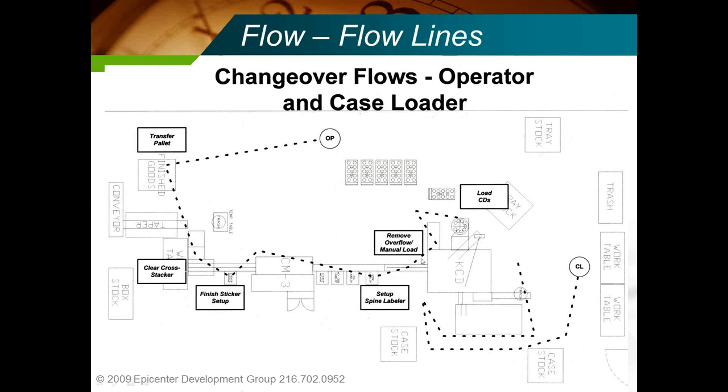Here's another example of how flow can be shown. This is for Sonopress. And in this case, we wanted to show how a person should walk when they are doing a changeover. So this one operator starts over here. He transfers at this pallet. Then he walks over here and clears this cross stacker. Then he finishes the sticker setup. Then he walks over here and he sets up the spline labeler. Then he removes the overflow and manual load, and then he loads the CDs. And so this is basically his choreography for what he has to do whenever there's a changeover.